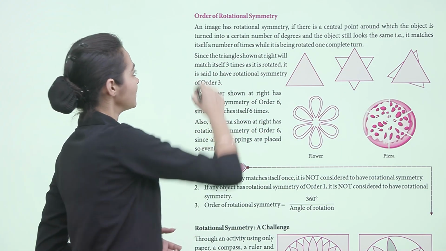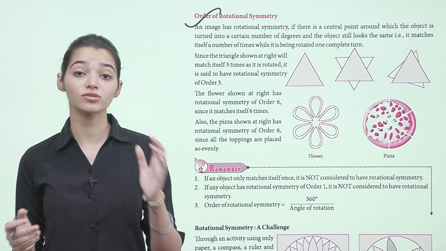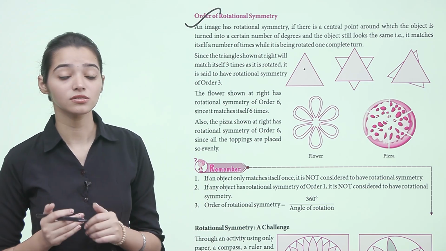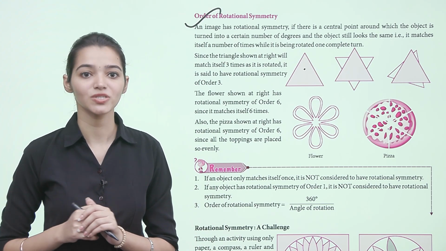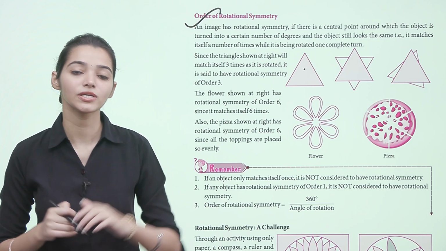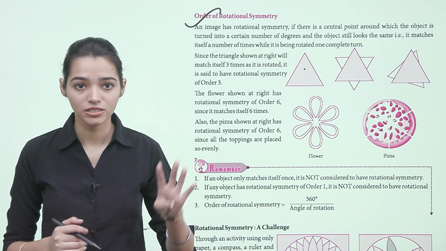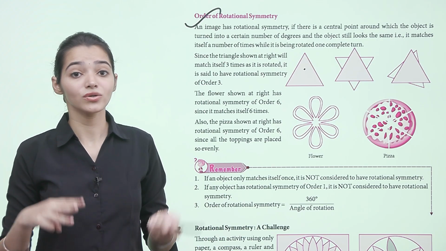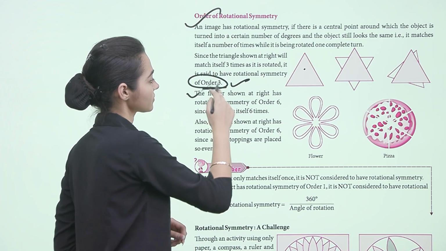Now next is the order of rotational symmetry. An image has rotational symmetry if there is a central point around which the object turns itself into a certain number of degrees, and the object still looks the same if it matches itself a number of times when it is being rotated through a complete turn. Since the triangle shown here will match itself 3 times as it is rotated, its rotational symmetry is of order 3.